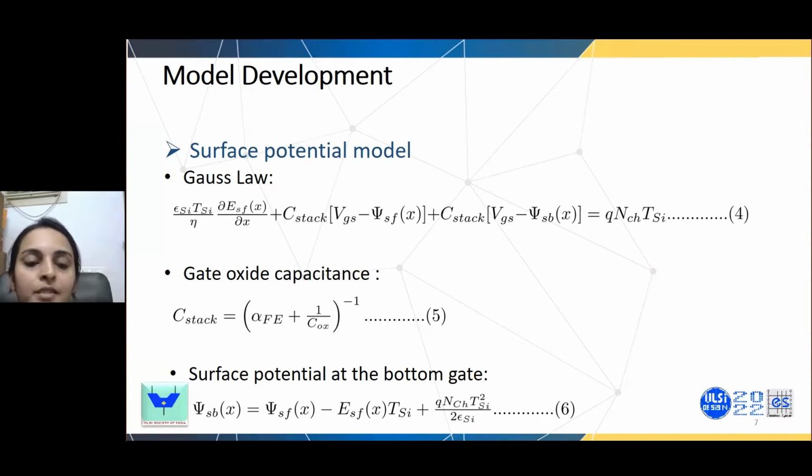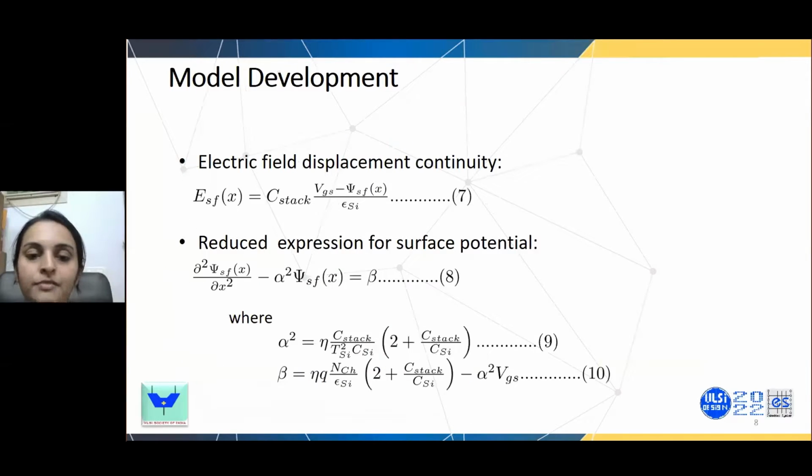Eta is the channel spreading parameter, whose value taken here is 1. Epsilon SI is the silicon permittivity. TSI is the silicon thickness. Then VGS is the effective gate voltage. Psi SF of X and psi SD of X are the surface potentials of the top and bottom gates respectively. NCH is the channel concentration, and Q is the electron charge. Equation 5 is the gate oxide capacitance, and the reduced expression for the surface potential is given in equation 8. Once we apply the electric field displacement continuity property for the Gauss law, we'll be getting equation 8, where alpha square and beta values are given in equation 9 and 10 respectively.